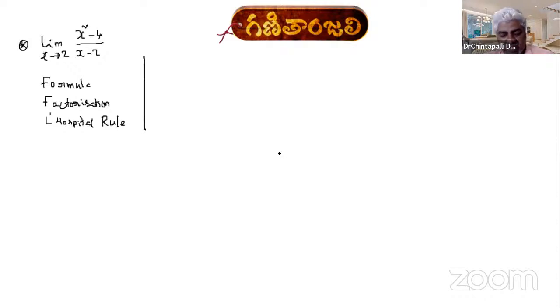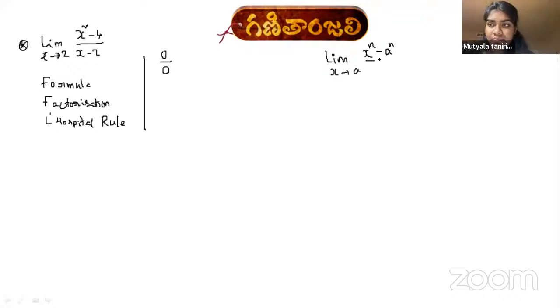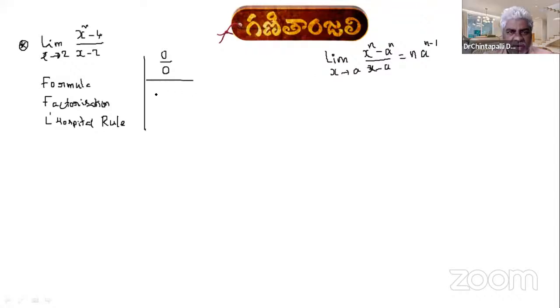See, first of all, it is in the form of 0 by 0. It's very clear that this function is in the form of 0 by 0, so we should get back. After getting back, you are searching for the ways. The first one is formula. There is a formula to solve this sum. Limit x tends to a, x to the power of n minus a to the power of n by x minus a. Its value is n into a to the power of n minus 1.